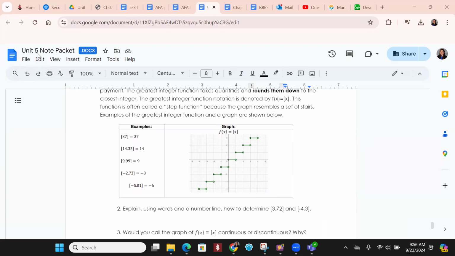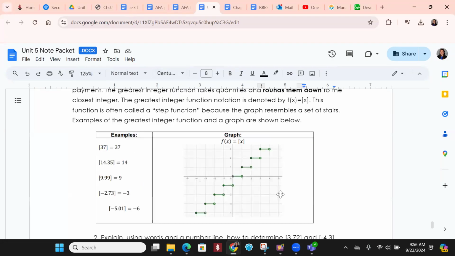Explain using words how to determine 3.72. Okay. So looking at our graph, let me see if I can blow this up a little bit more. We want to look at 3.72. That's right in here. So what is the amount for that one? 3. So 3.72 would be 3.